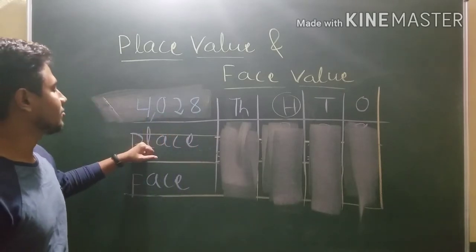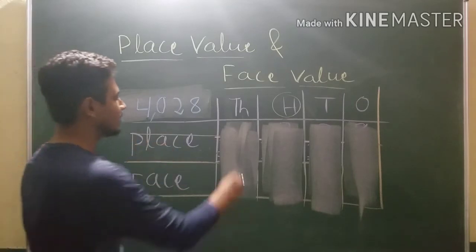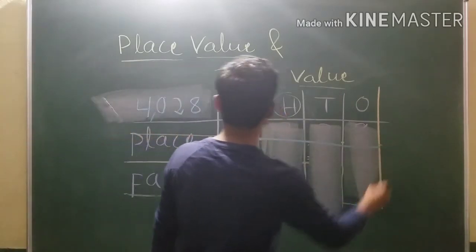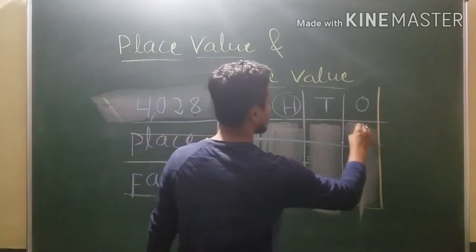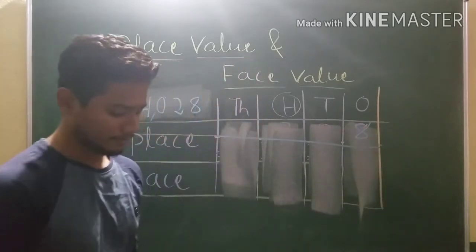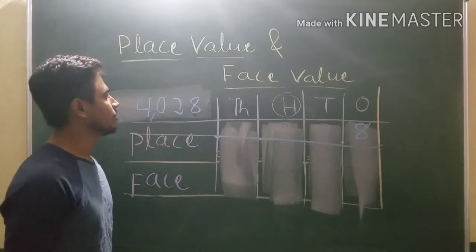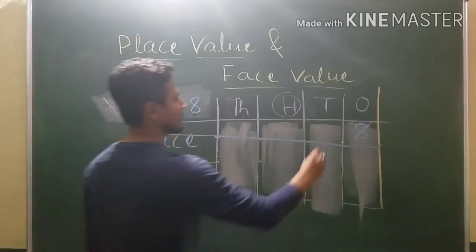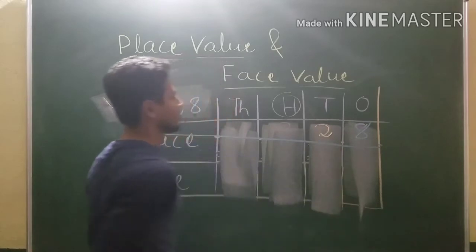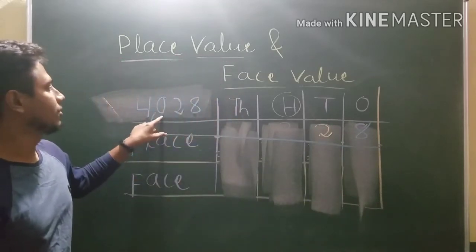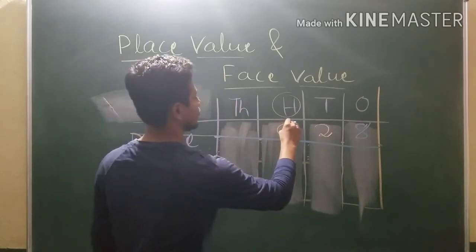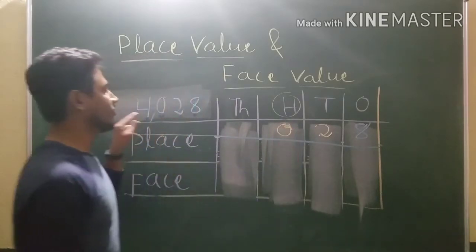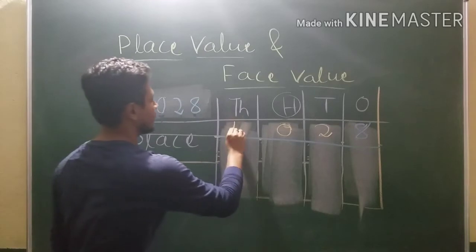Now we have to find the place value. So write the numbers according to their places. Here 8. 8 is in the ones place. So where do you write 8? Here. Then 2. 2 is in the tens place. Then write 2 here. Then 0. 0 is in the hundred place. So write 0 here. Now 4. 4 is in the thousand place. Write down 4 here.